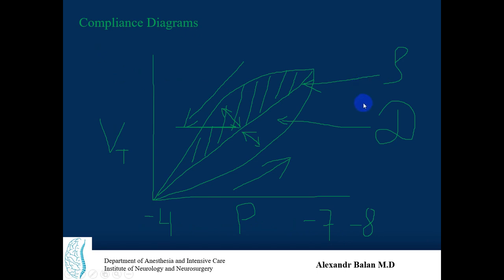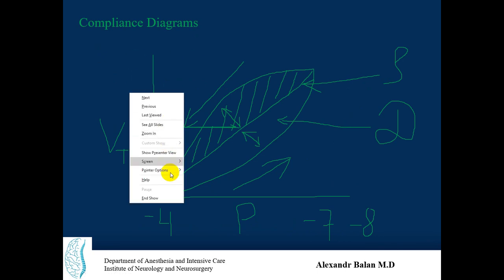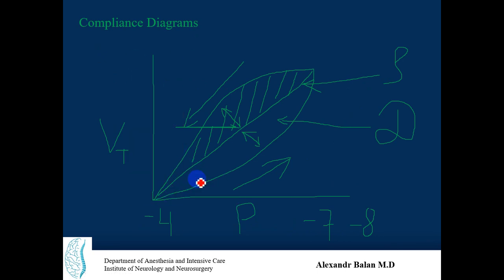Take a look at this diagram. It shows volume, like tidal volume, and pressure that occur in dynamic compliance when we make a respiratory act. This one is inspiration and that one is expiration, as you can see clearly.